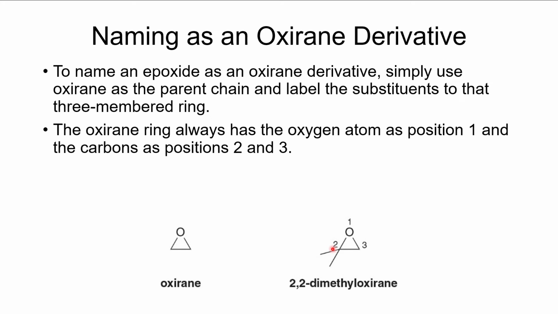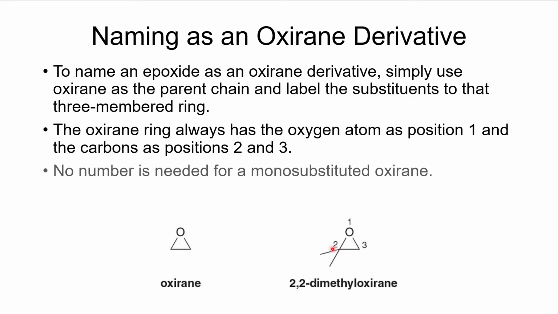In this case, they are at position 2. You can't have substituents on position 1, because position 1 is an oxygen and it's already got all the bonds that it's going to have. So the oxirane ring always has the oxygen atom at position 1. And then you just name, and there's no need to number for a monosubstituted oxirane. So if you just have methyl oxirane, it has to be at position 2.